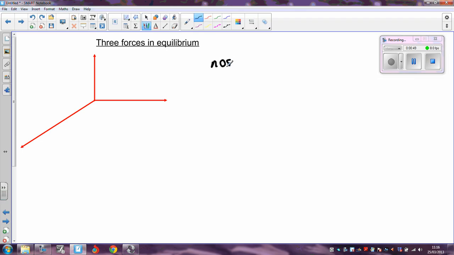So if you draw the three vectors nose to tail, so where one vector finishes, the next one starts, then those three vectors will make a closed triangle. Let me explain how that works. Okay, so I'm going to take each vector and I'm going to redraw it. So let's say, I'm going to start with that.